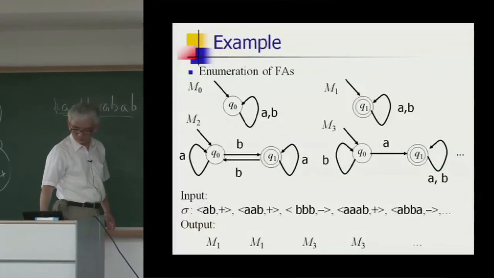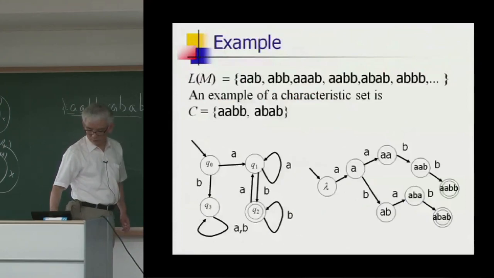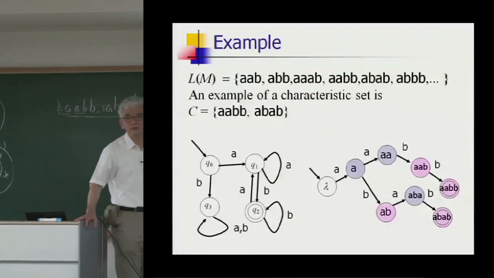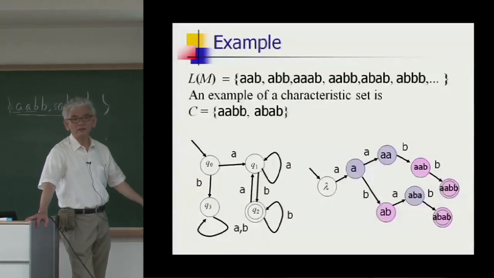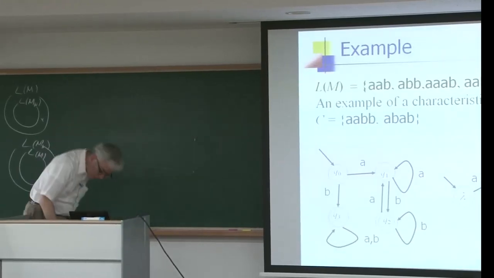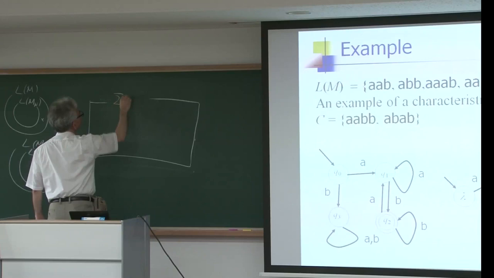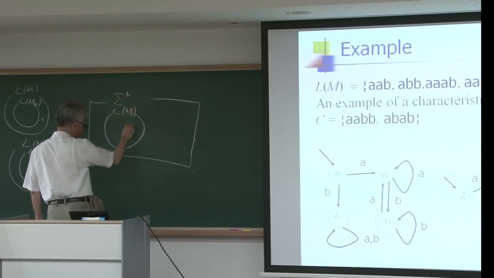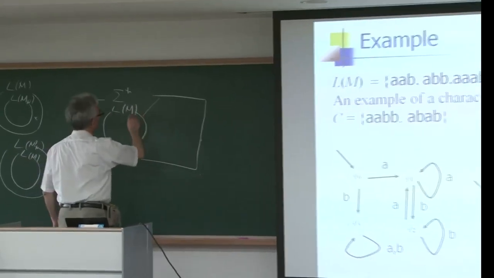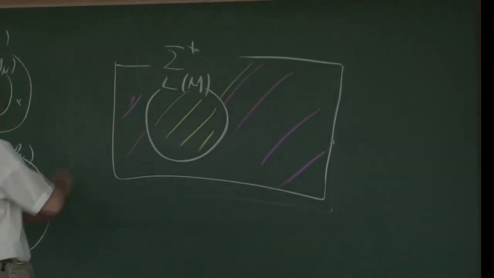So all that we have to do is that when we have some overgeneralized automaton as the output of the pruning algorithm, just wait for sufficient negative examples, because we are assuming that all of the positive examples and all of the negative examples appear in the sequence of sigma.